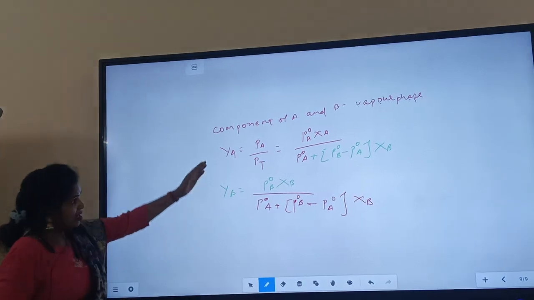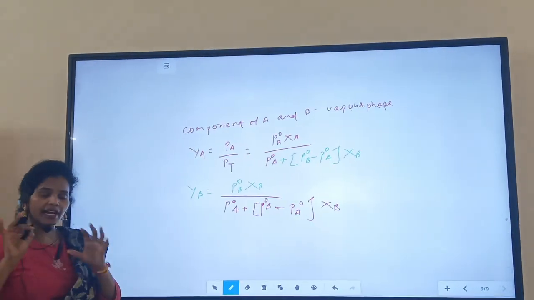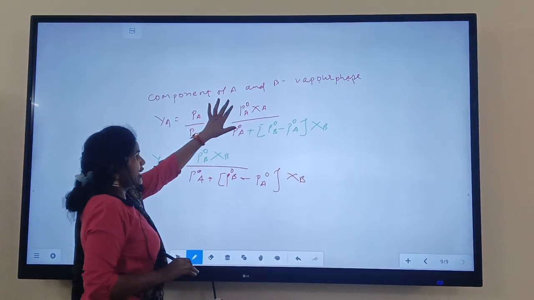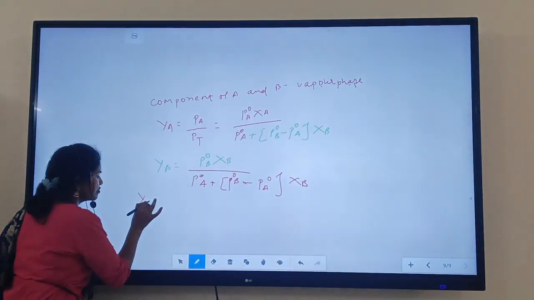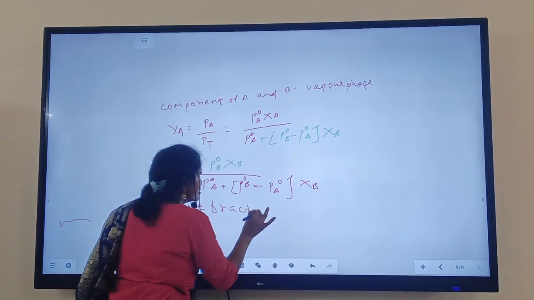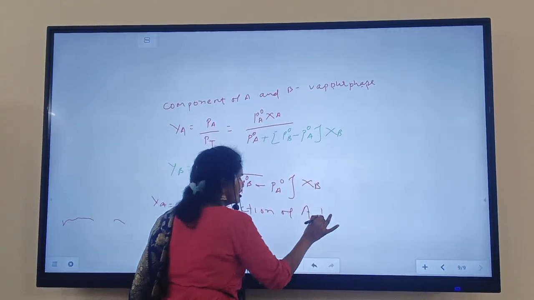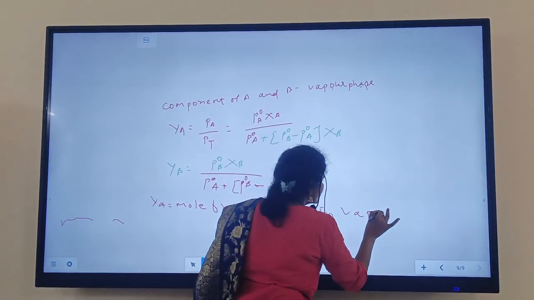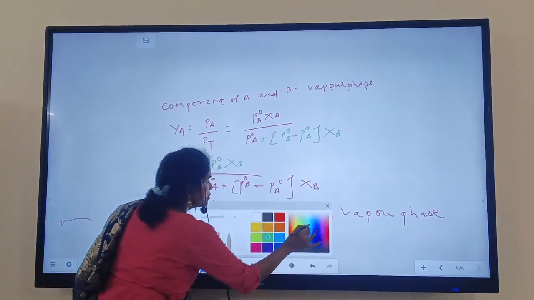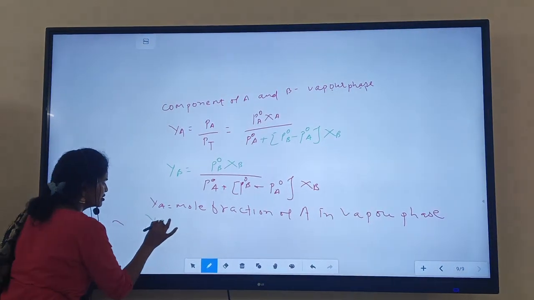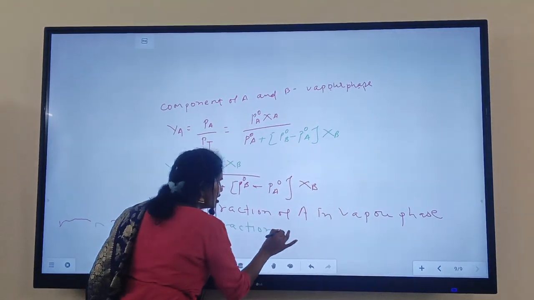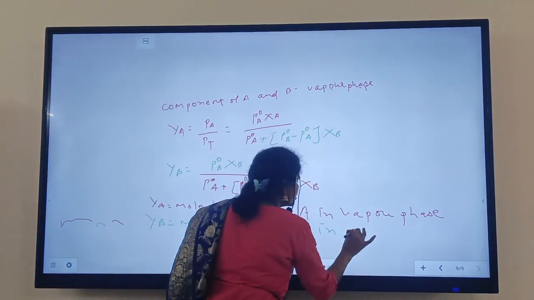On this formula, we will write directly. What is YA? Mole fraction of A in vapor phase. What is YB? Mole fraction of B in vapor phase.